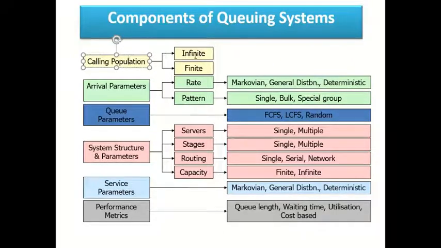Now there might be cases when this calling population is infinite. For example, if we consider the petrol pump in a metro city like Delhi, then there will be a large number of vehicles plying in Delhi, which belong to Delhi or which are coming from outside also, and they might be using this facility. So there is a large number of customers which will be there.